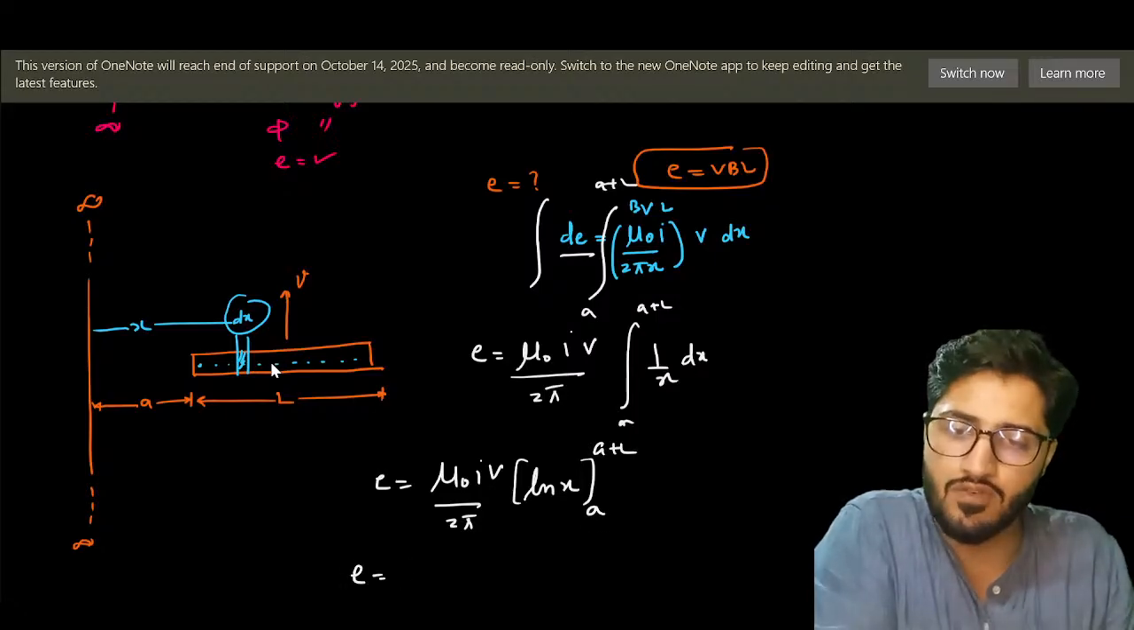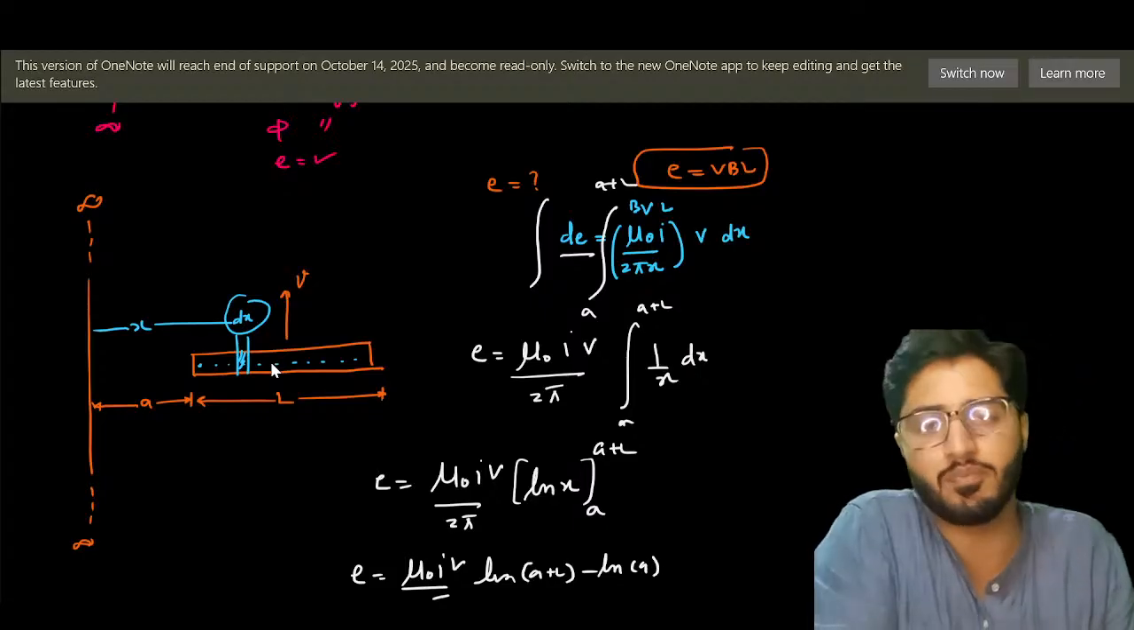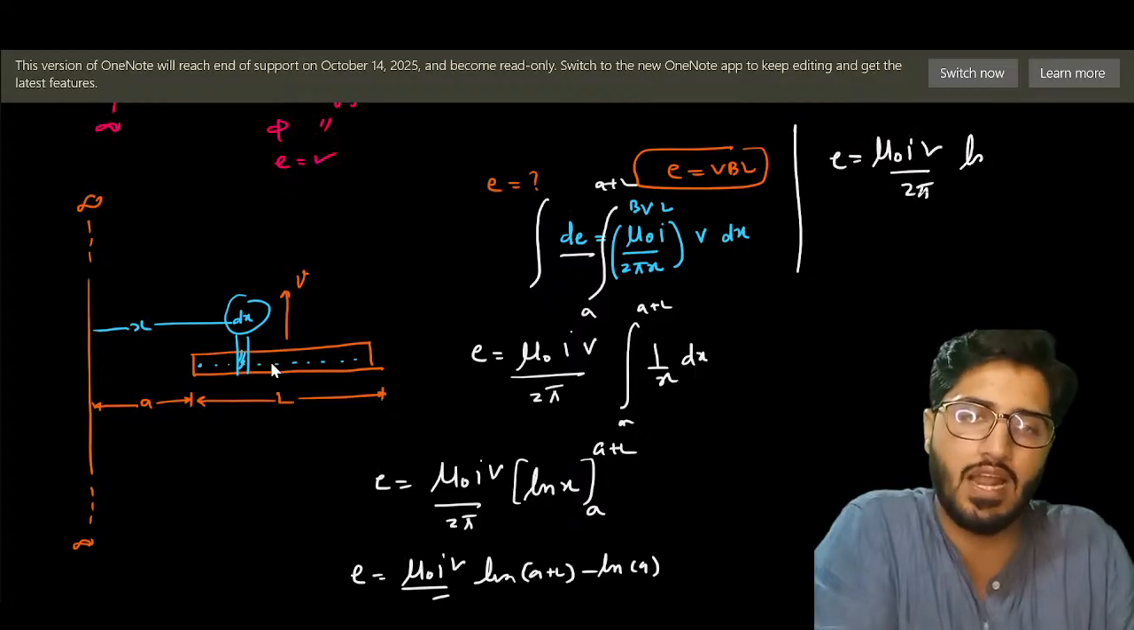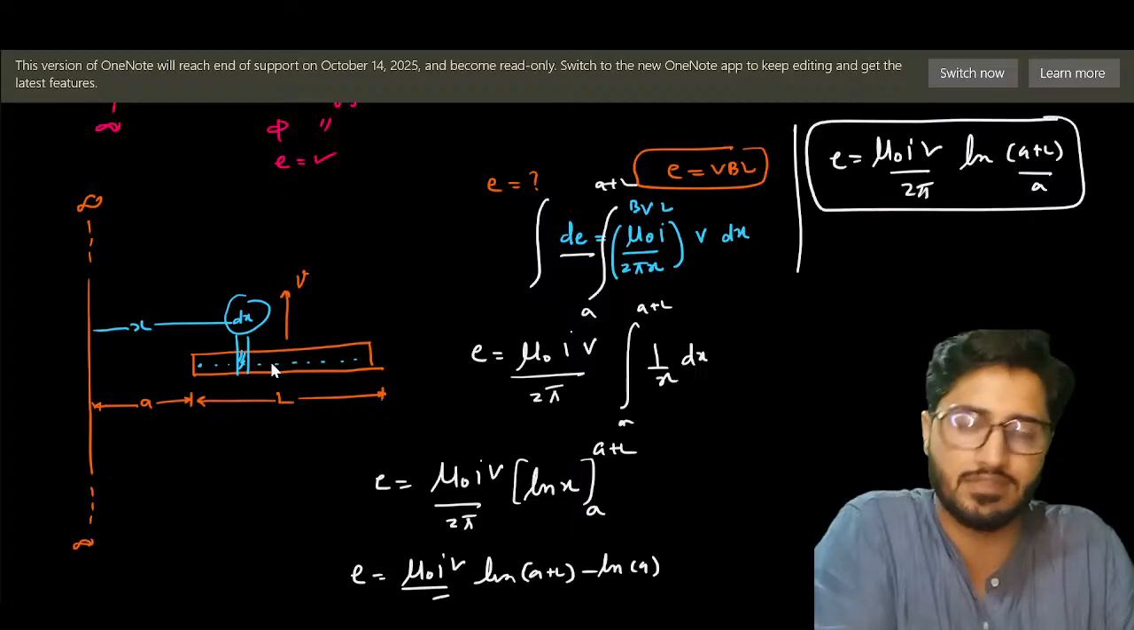So I can write E equals mu naught I V divided by 2 pi, ln of A plus L minus ln of A. Log A minus log B. So E came out to be mu naught I V divided by 2 pi ln of A plus L divided by A. This is my end answer.